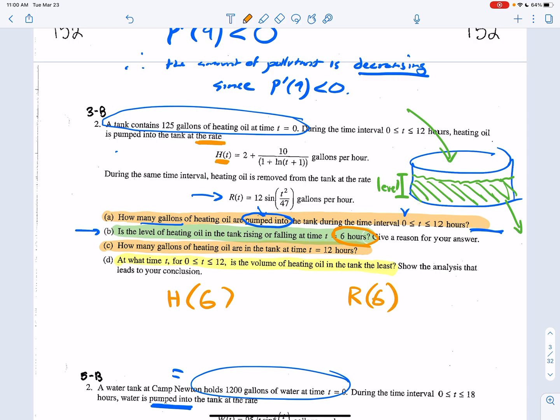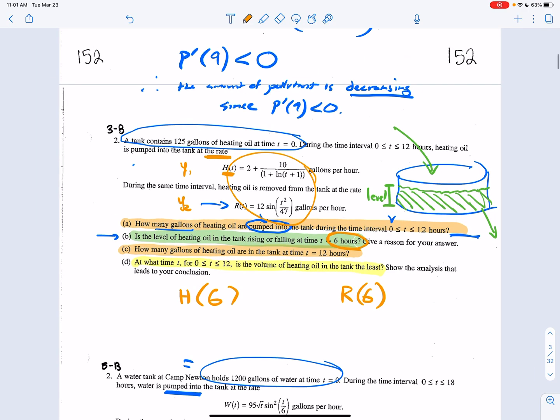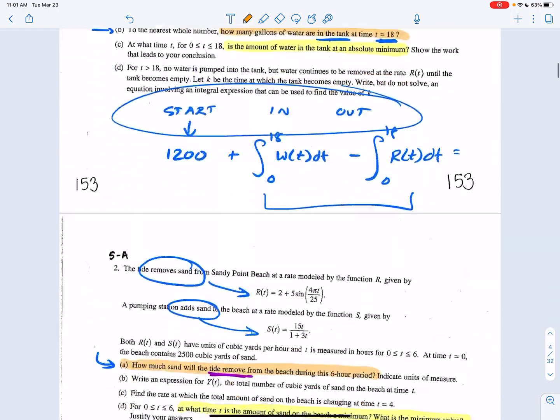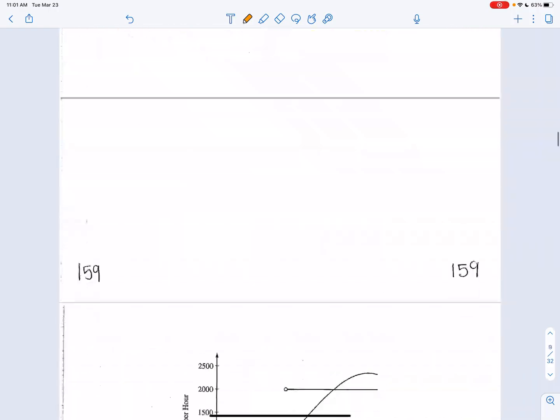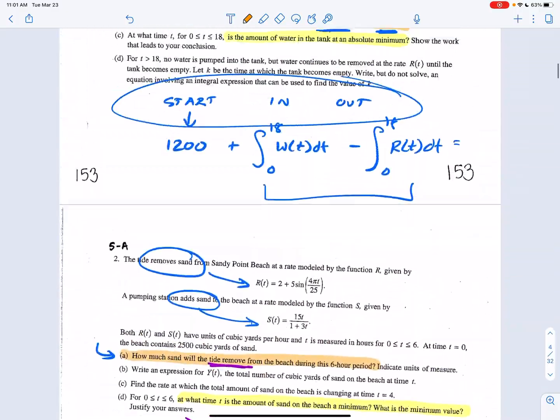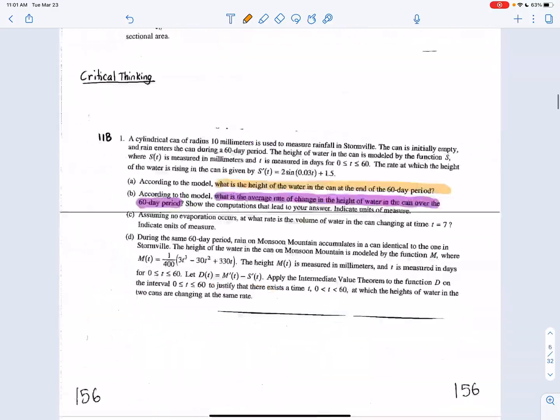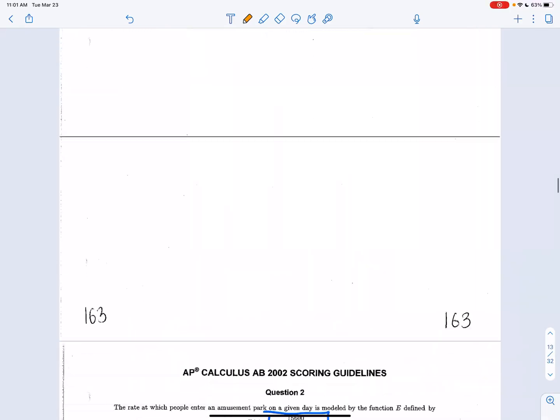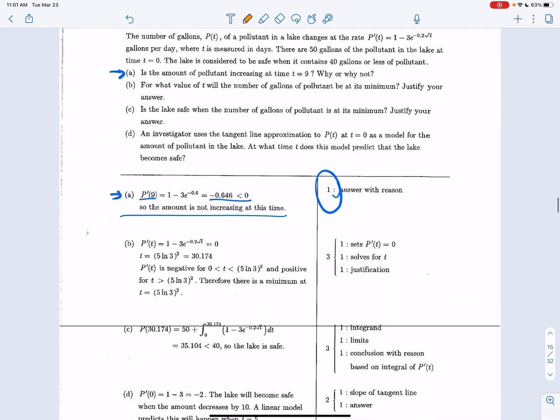So pause here and definitely plug and chug yourselves. Definitely use Y1 and Y2 because there's a lot going on right here. Press play when you're ready. I'm going to cheat a little bit and take a look at the scoring guidelines because I don't want to compute. Oh gosh, I forgot what problem that was. 2003B, okay.